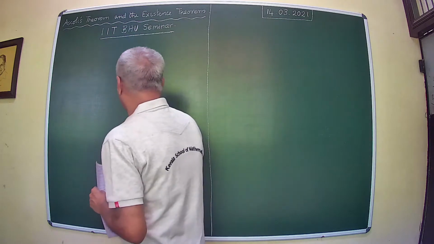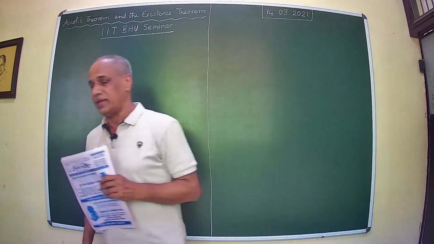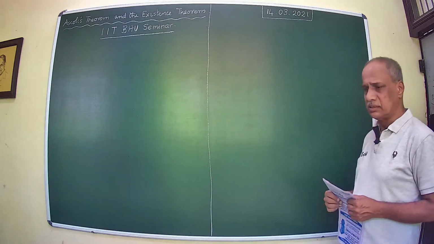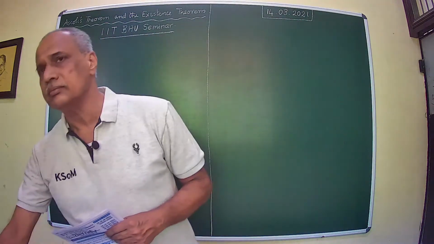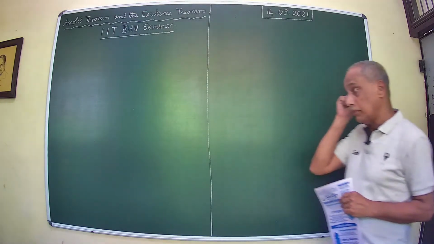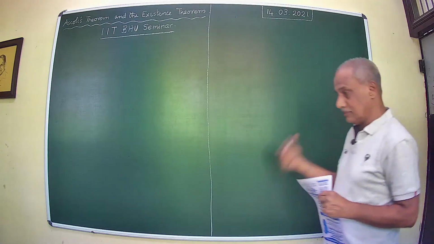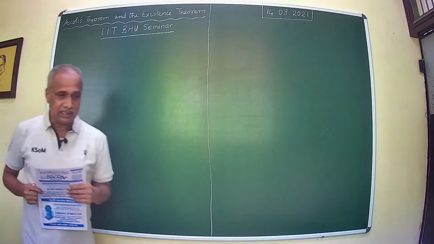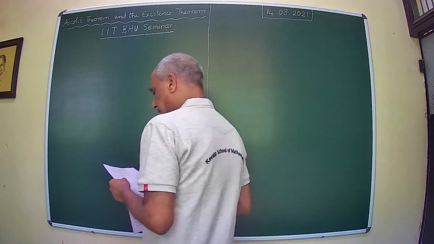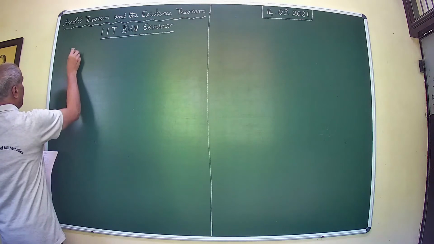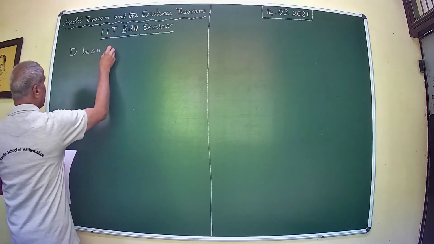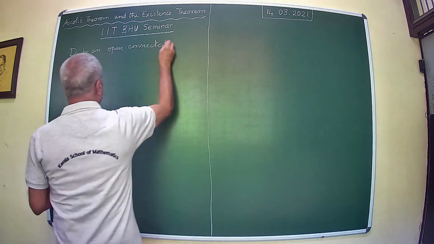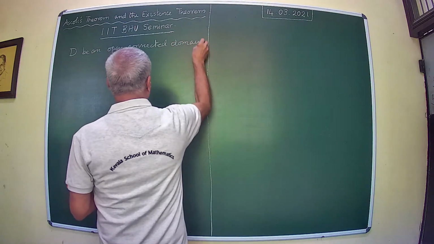Well, today's topic is related to the existence and uniqueness theory of ordinary differential equations, which most of you are familiar with. So let me first present the problem and then try to find a way of solving it. Let us recall a few facts. Let D be an open connected domain in R².